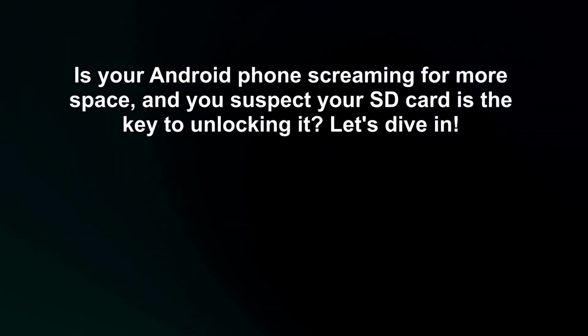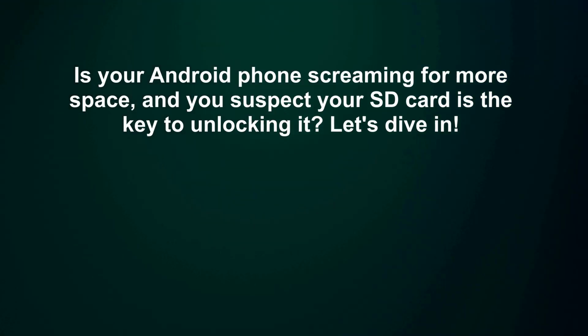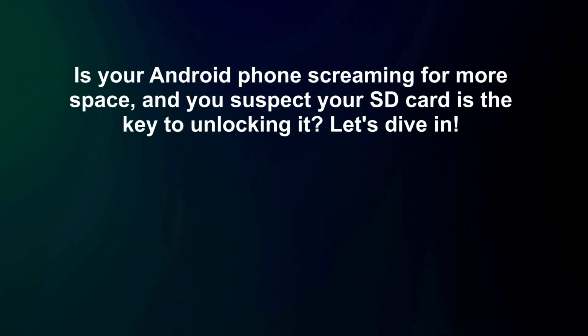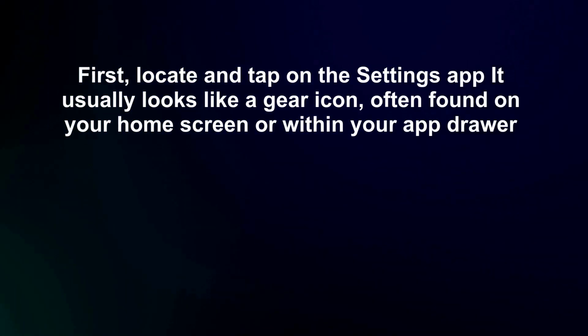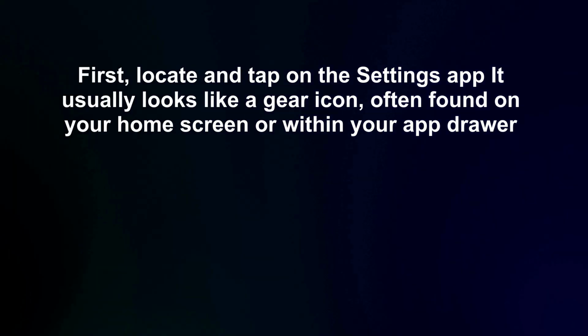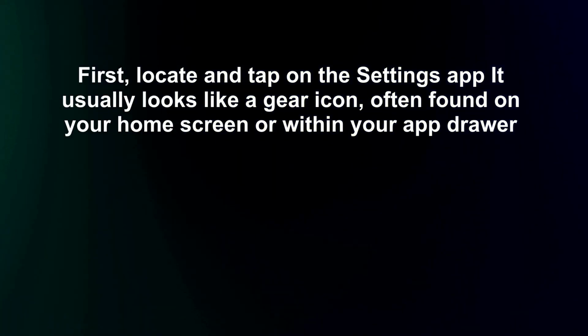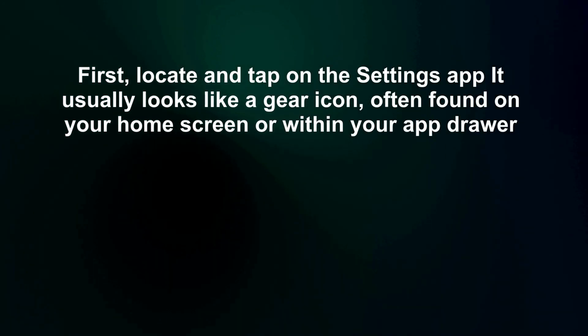Is your Android phone screaming for more space, and you suspect your SD card is the key to unlocking it? Let's dive in. First, locate and tap on the Settings app. It usually looks like a gear icon, often found on your home screen or within your app drawer.